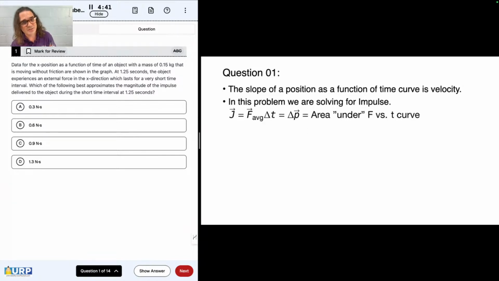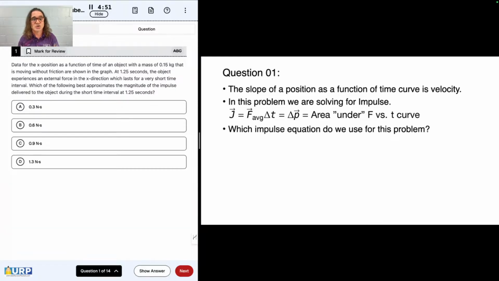So impulse is equal to 3 different things. It's equal to the average force times change in time. It's equal to the change in momentum. And it's equal to the area under the force versus time curve. So this is a question for all of you. Which impulse equation do we use for this problem? Please answer the question.